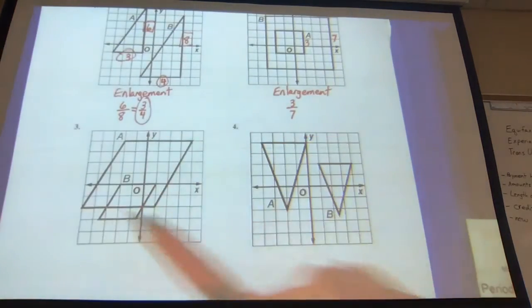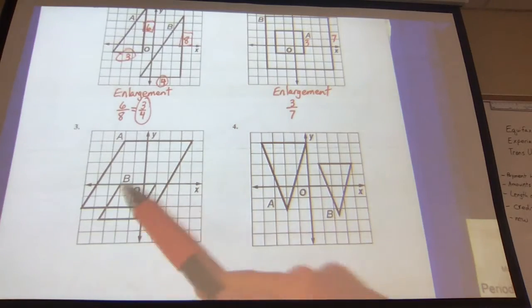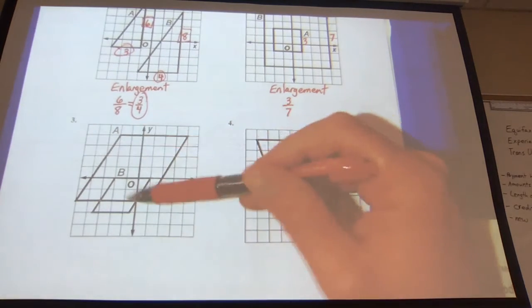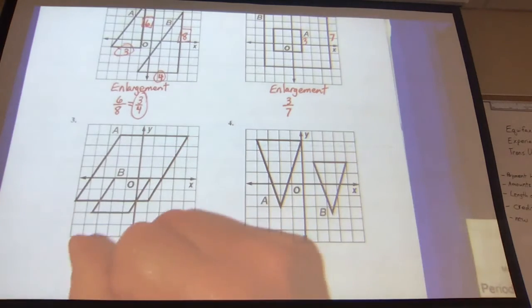All right, let's go to number 3. Letter A is your bigger figure. Letter B is the smaller one. To go from A to B, we got smaller, so that's going to be a reduction.